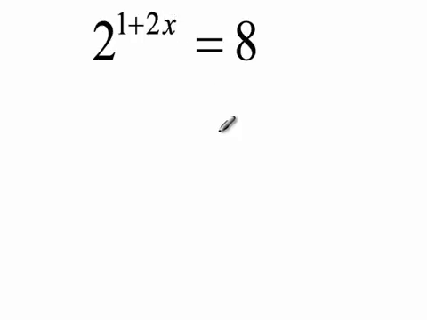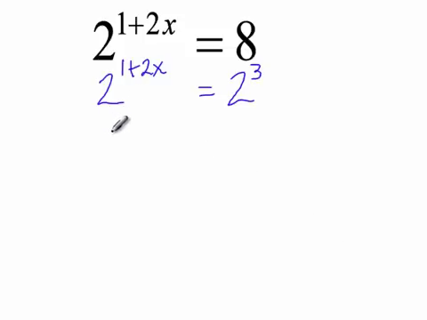Well, one method we have to solve these kind of problems is to get the bases the same. Can we make 2 and 8 the same base? I think so. I will have 2 to the 1 plus 2x. Now, do you believe that 8 is the same thing as 2 to the third? Then you are correct. Now look what we have.